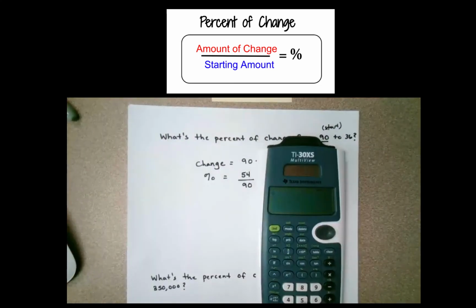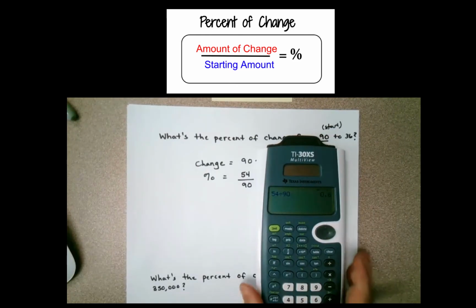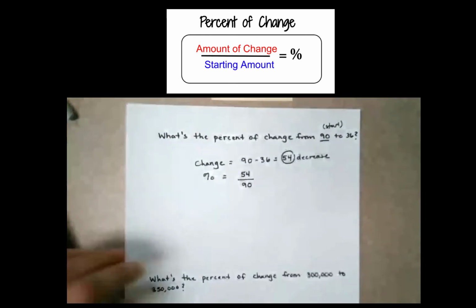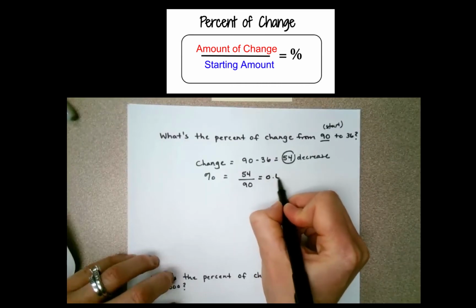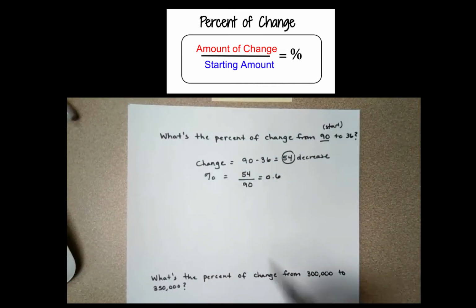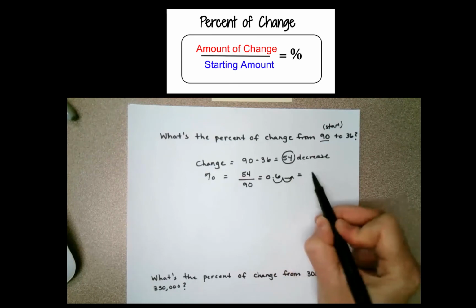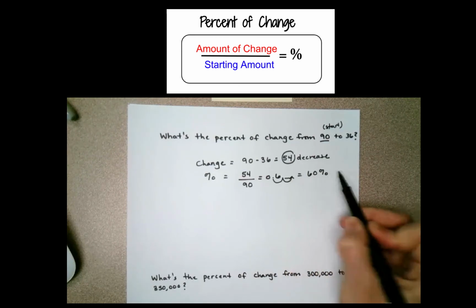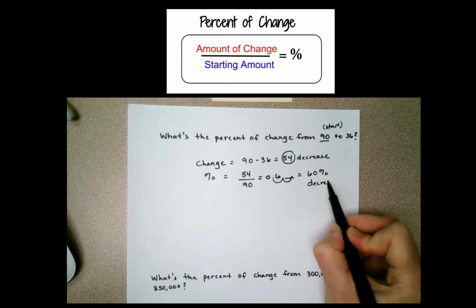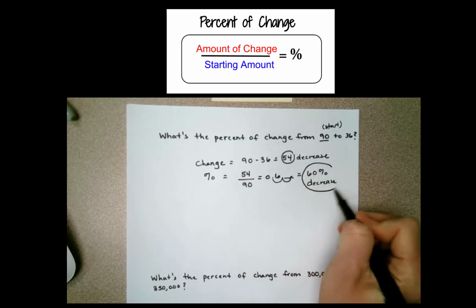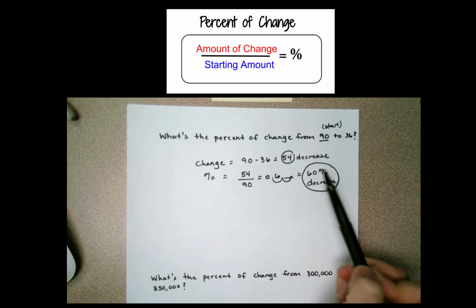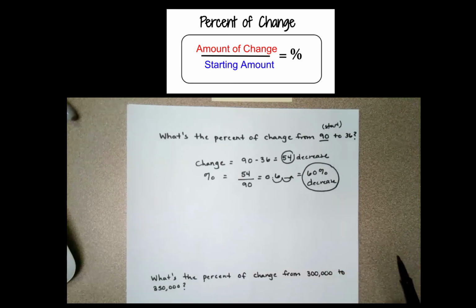Take 54 divided by 90, you get 6/10 as a decimal. Now we want to take this decimal to a percent. So we're going to move it. What's going to go on that empty hump? A 0. So 60%, and it was a decrease. So the value from 90 to 36, the value decreases by 60%.